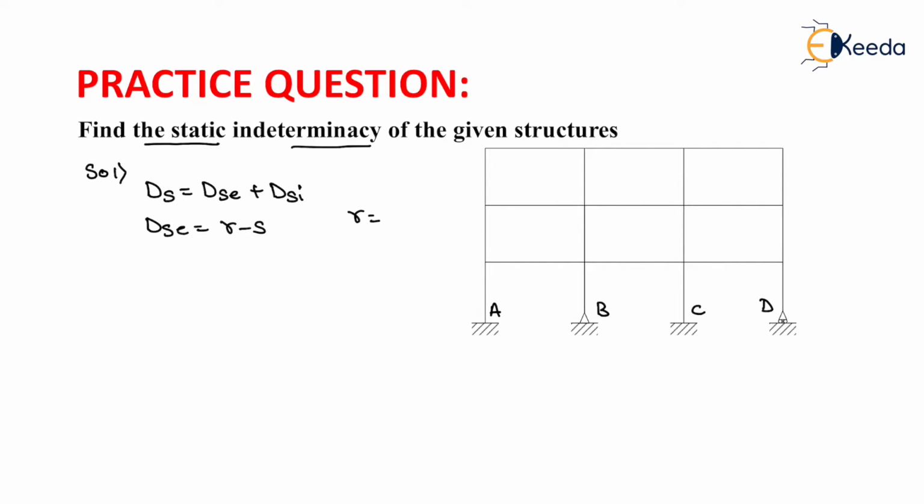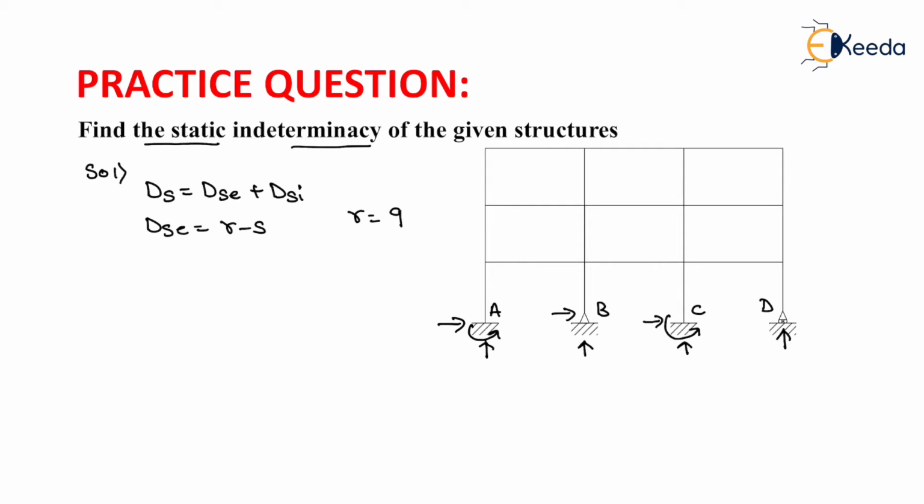Due to the fixed support at A, there will be three reactions, that is vertical, horizontal and moment. At support B, due to the hinge support, there will only be two reactions, vertical and horizontal. At fixed support C, there will also be three reactions, vertical, horizontal and moment. Due to the roller support at D, only one reaction will be there, in the vertical direction. So the total reaction will be 3 plus 3, 6, plus 2, 8, plus 1, 9. So the total number of reactions will be equal to 9 here.